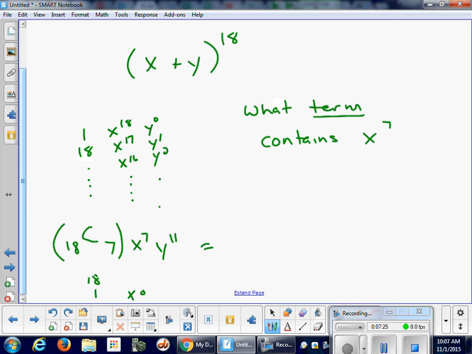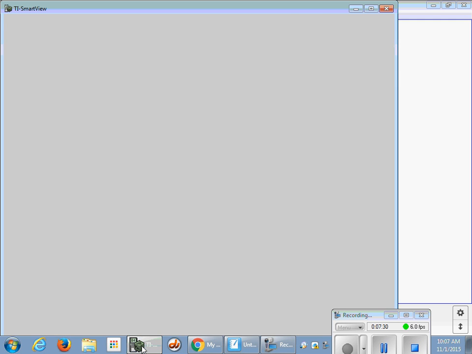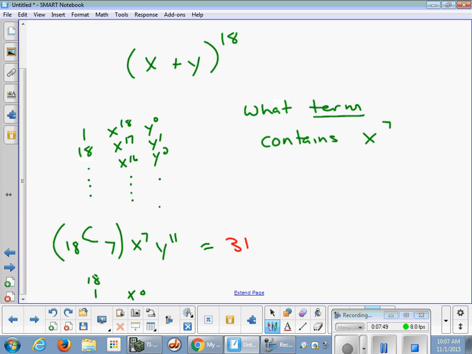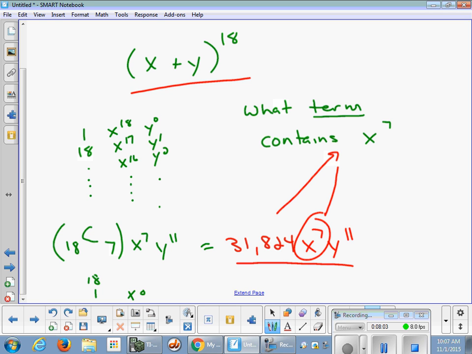So if I get my calculator out, and I go 18, math PRB number 3, 7, I get 31,824. So this is 31,824 x to the 7th, y to the 11th. That is the term that contains x to the 7th in this expansion.